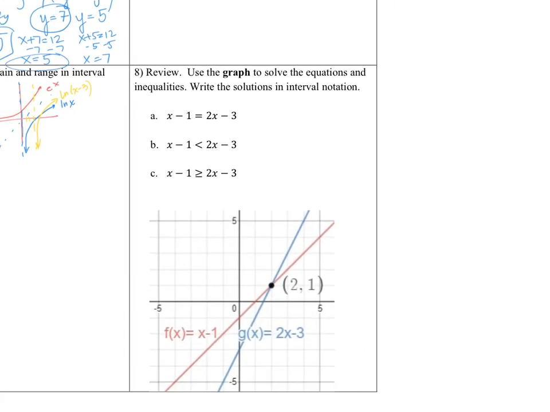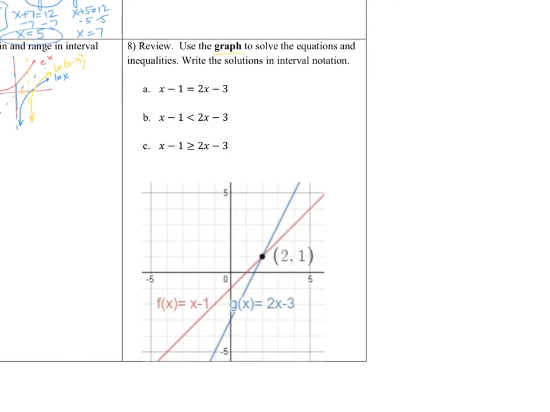For number 8, it wants us to just use the graph to solve. What they have done for us is graph the left side and the right side of each of these, and they're both lines. If they want to know when they're equal, well, let's look. They're equal when they intersect. That's happening when x is equal to 2. It's the x value of 2.